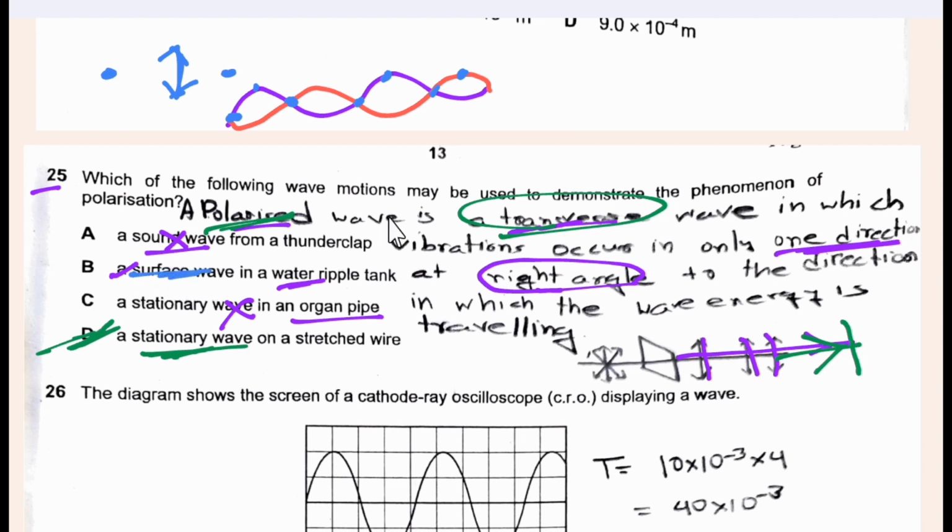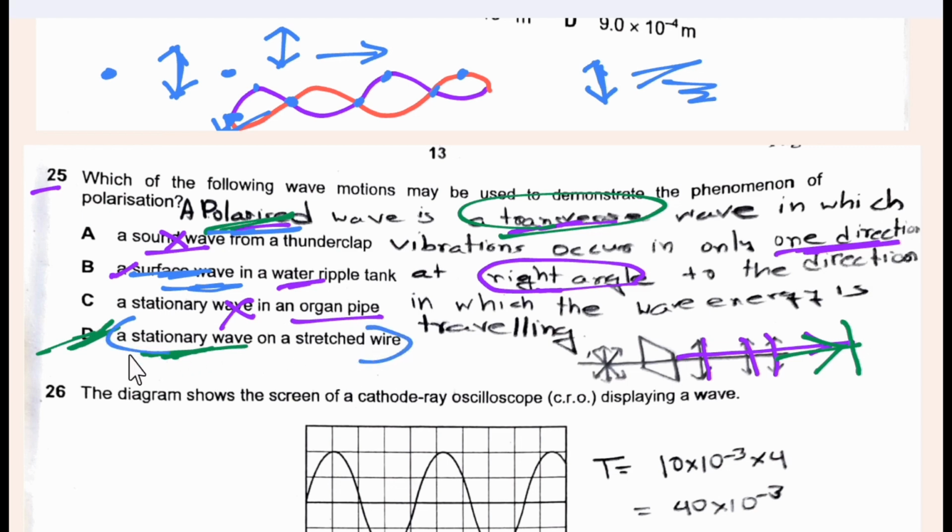But in a water wave, though the particles vibrate perpendicular to the direction in which the wave energy is traveling, some of the particles may travel here and there. So this could not be a proper definition for a polarized wave. But for a stationary wave, the nodes are stationary and the antinodes vibrate only up and down from the mean position, perpendicular to the direction in which the wave energy is traveling. So the more appropriate answer for forming a polarized wave is D.